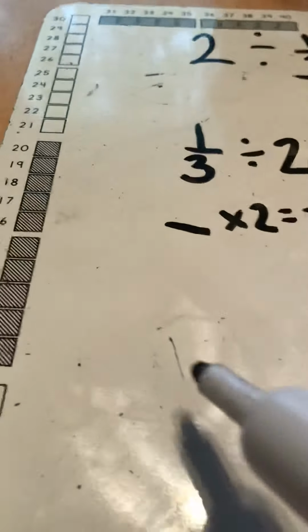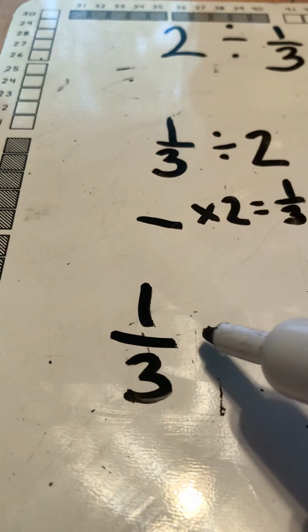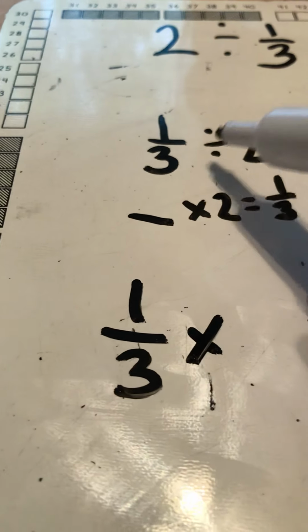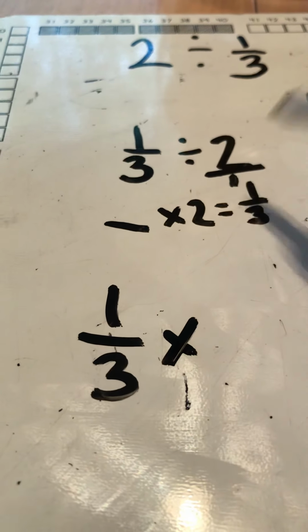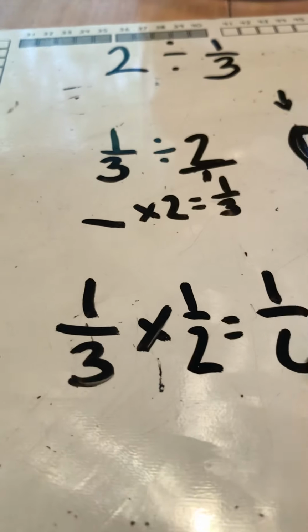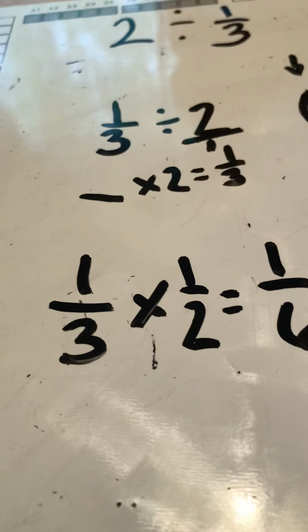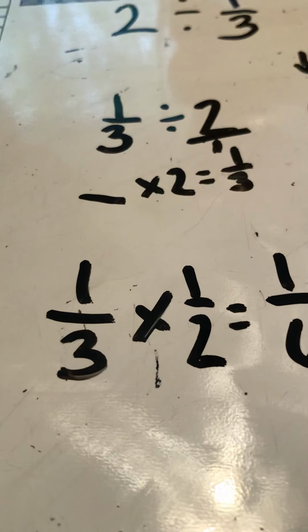So if we were to do this with reciprocal, we'd start with 1/3. All right. The division sign would become the multiplication sign. And 2, which was 2 over 1, would become 1 over 2, and we would multiply. We'd get 1/6. Now, big question is, how do I know which one to do the reciprocal to?